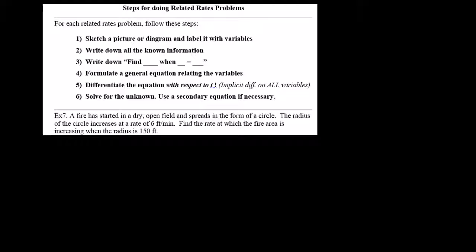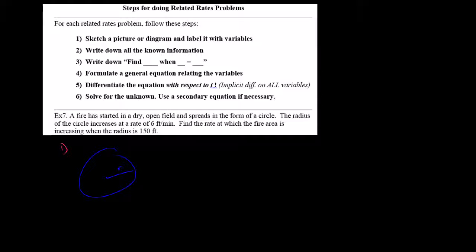So for the first part, let's draw a diagram. So let's read the question. A fire has started on a dry open field, and it spreads in the form of a circle. So suppose we might be doing something with a circle. The radius of the circle increases at a rate of 6 feet per minute. Find the rate at which the fire area is increasing when the radius is 150 feet.